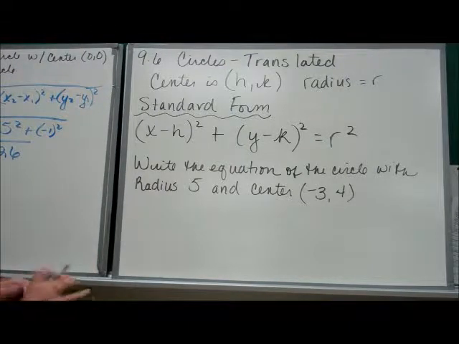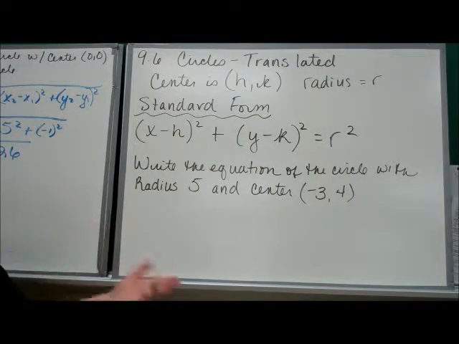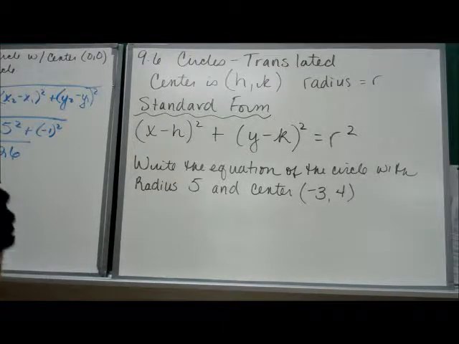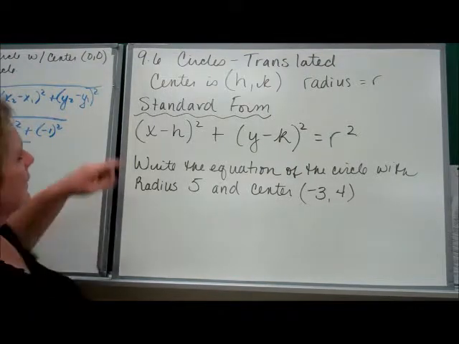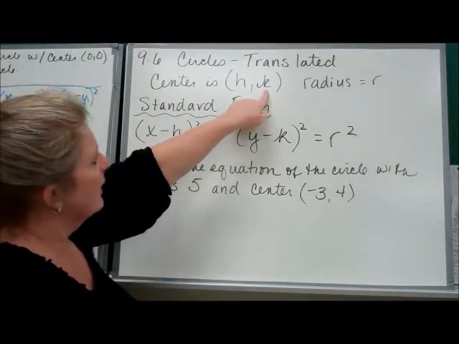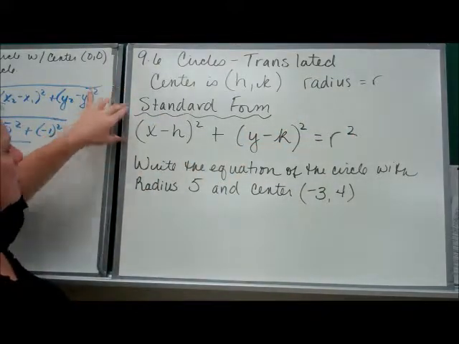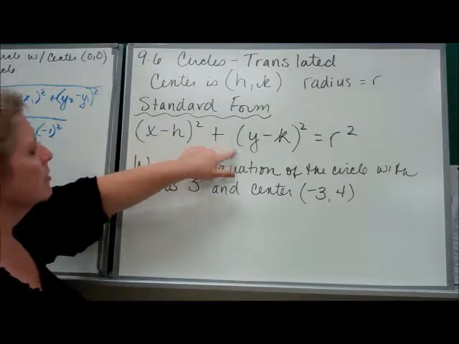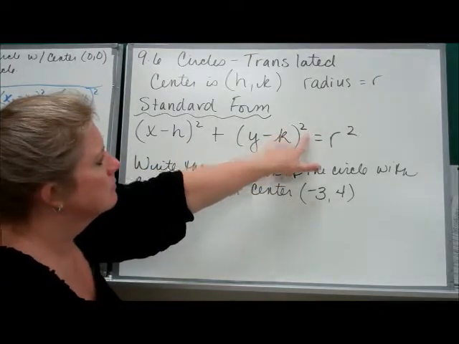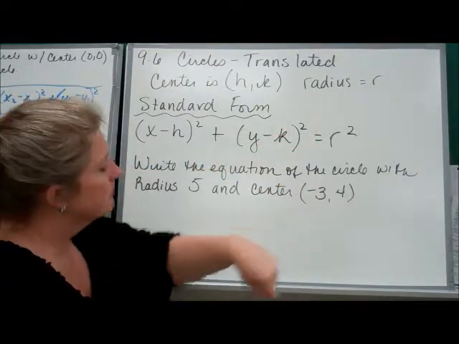Alright, 9.6, circles translated. So what if my center is not at the origin? Let's say the center is at the point h, k. The radius is still going to be r. So standard form is x minus h squared plus y minus k squared equals r squared.